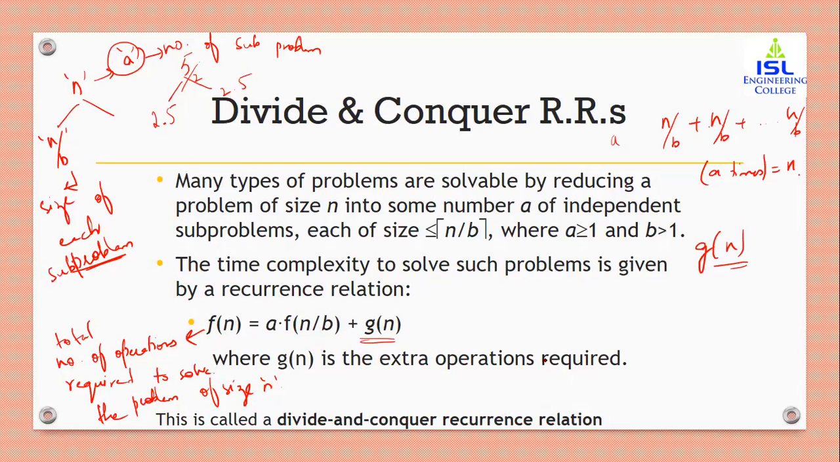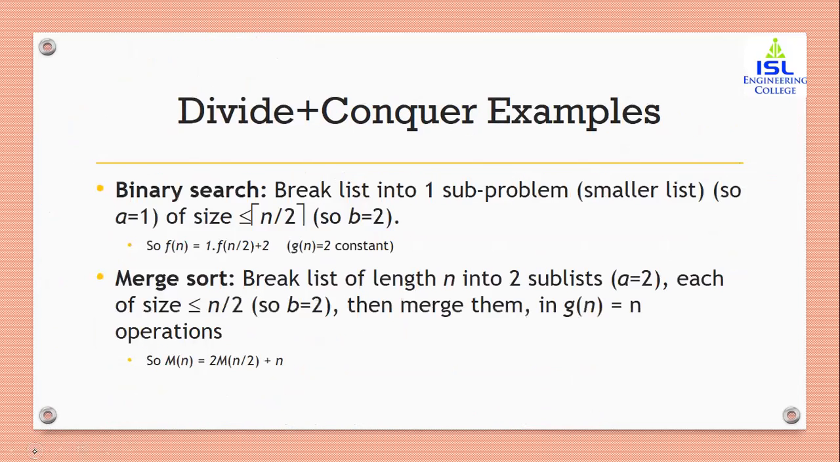This is called a divide and conquer recurrence relation. Now we will first set up a few divide and conquer recurrence relations with respect to a few algorithms, and then we will also see how we can find the time complexity. Before we see this slide, I would like to explain it here. First and foremost, binary search, because we have already seen it as an example. So let's see binary search.